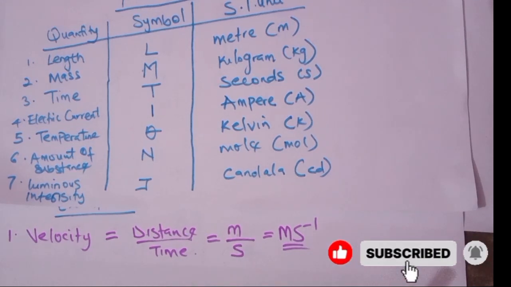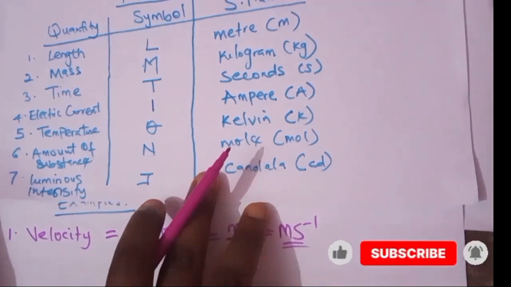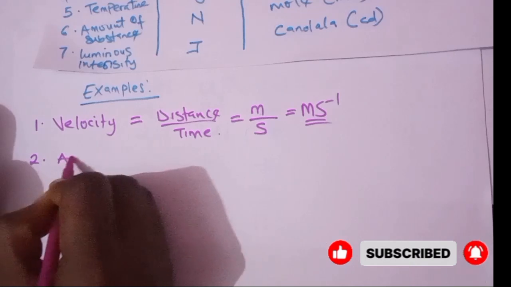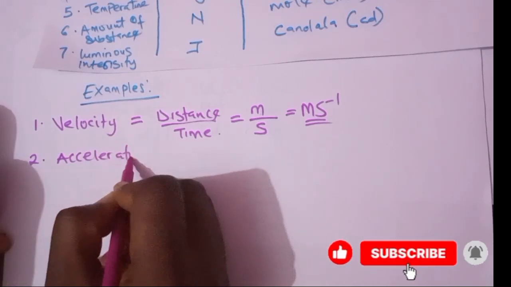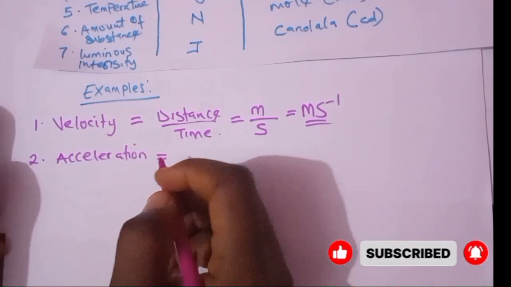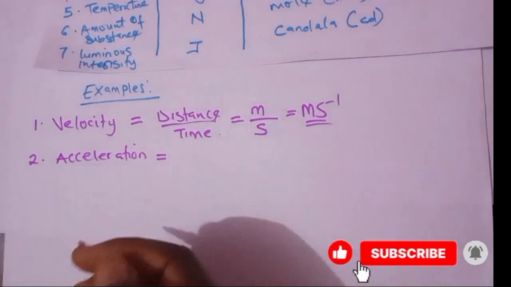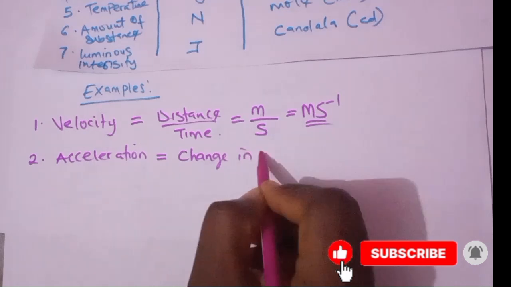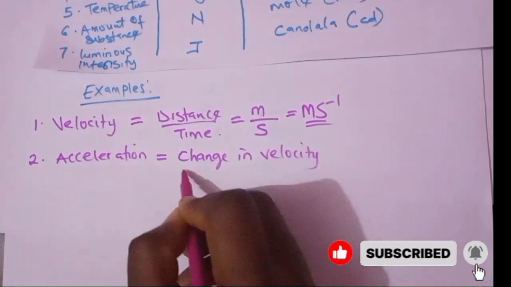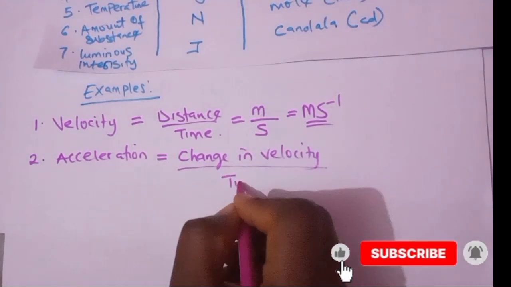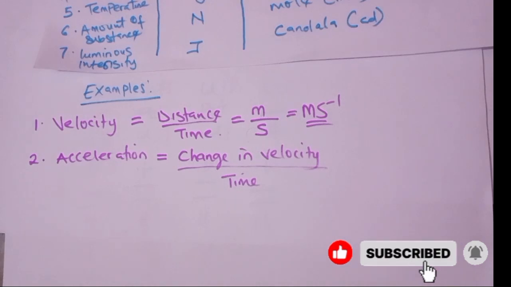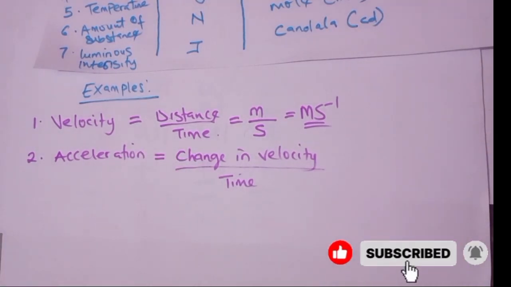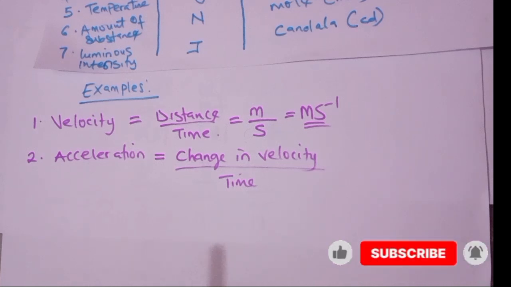So let's try another example guys. The second example is acceleration. What is acceleration? Acceleration is change in velocity over time. This is our acceleration, change in velocity over time, or change in velocity per time.